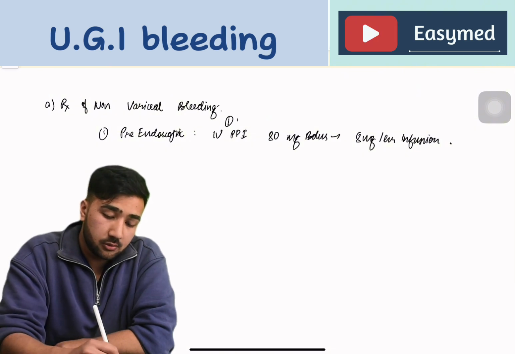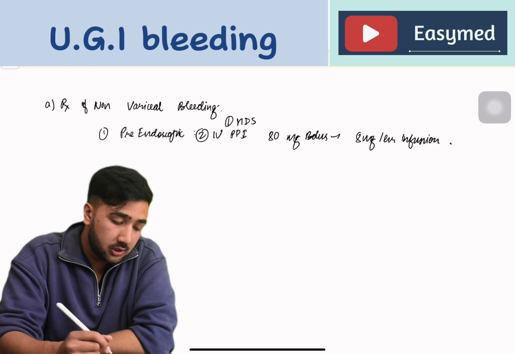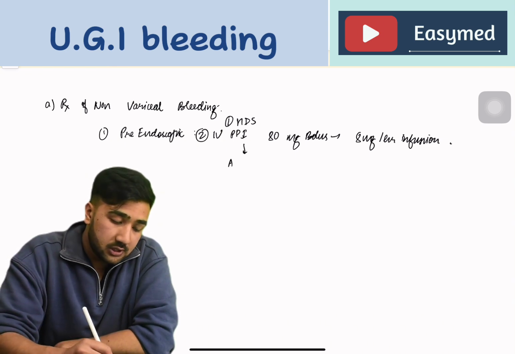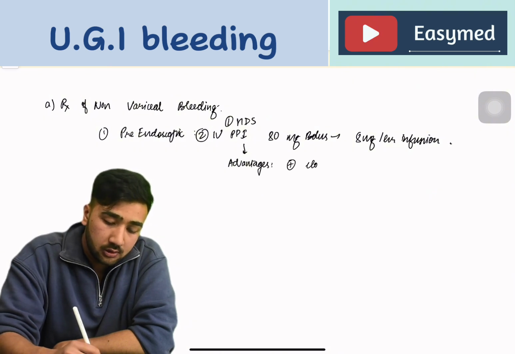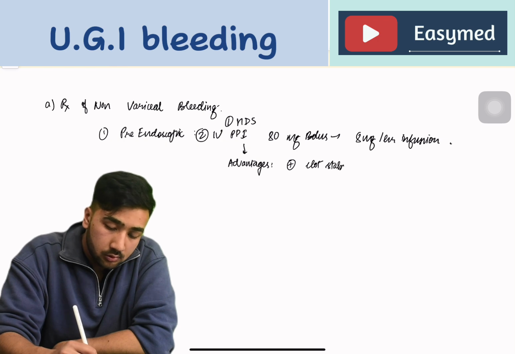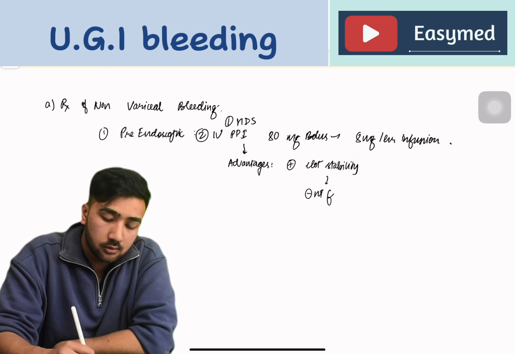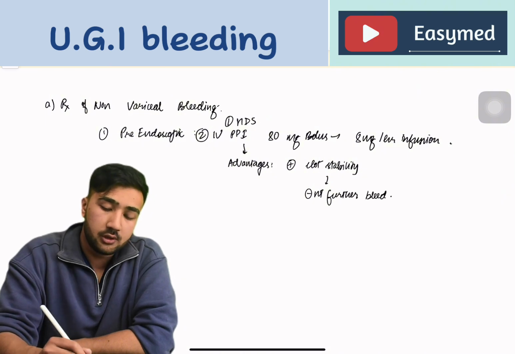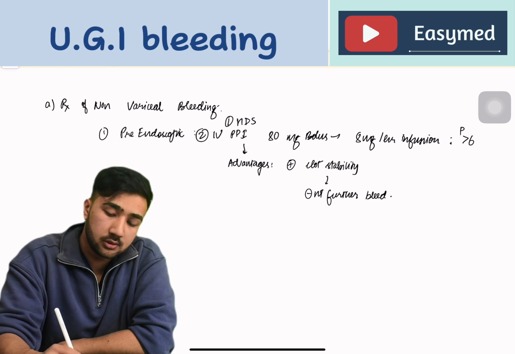Obviously, first step is hemodynamic stabilization. Second step is the IV proton pump inhibitors. The advantage of IV PPI is that it can help to enhance the clot stability, which will then prevent further bleed. And the goal of this is to maintain the pH more than 6.